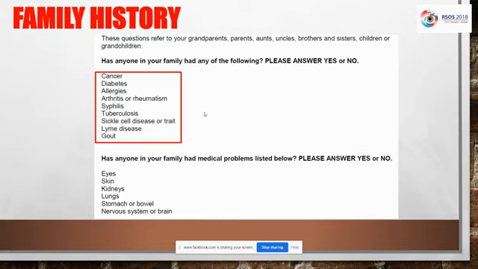Specifically, you need to ask about any family history that is related to one of the systems that we mentioned before. Any problem with eyes, any family history of uveitis or any other eye problems, any family history of skin, kidney problems, lung problems, stomach or bowel problems, any family history of nervous system or brain problems.